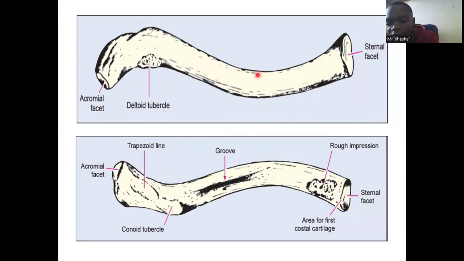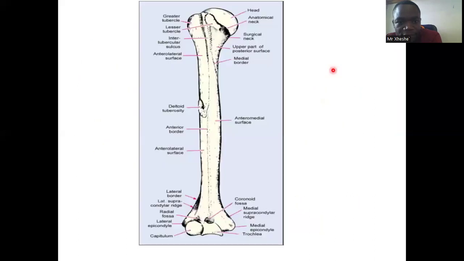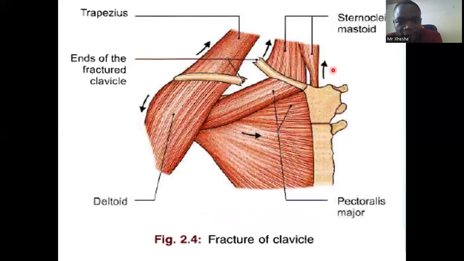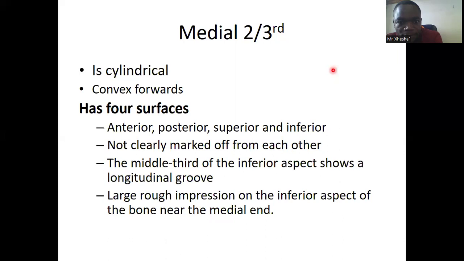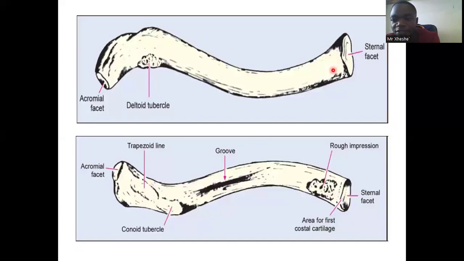And that's why we find that certain human beings are born without a clavicle, a condition known as cleidocranial dysostosis, or cleidodysostosis. It means absence or underdeveloped clavicle. This is what is happening here.